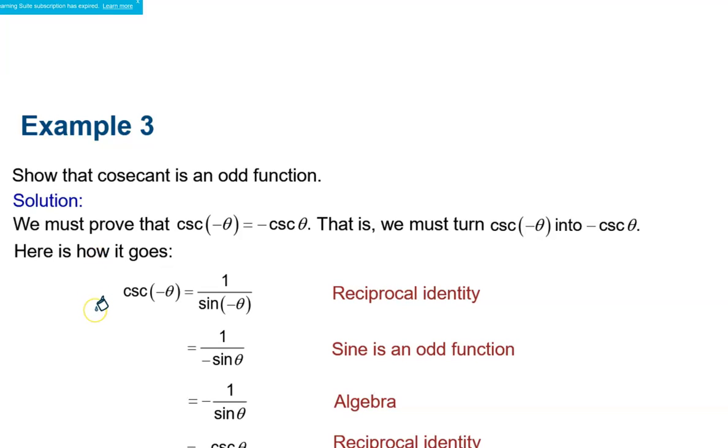Let's show that. We will need to prove that cosecant of negative theta is negative cosecant of theta. That is, we must turn cosecant of negative theta into negative cosecant of theta. So let's look at the steps. Cosecant of negative theta, we know by reciprocal identity, is 1 over sine of negative theta. Well, sine is an odd function, so sine of negative theta is negative sine of theta. From algebra, we know that a negative in the denominator can be moved to make the whole fraction negative. So negative 1 over sine theta is equal to negative cosecant theta.